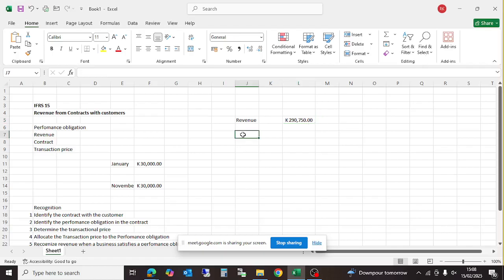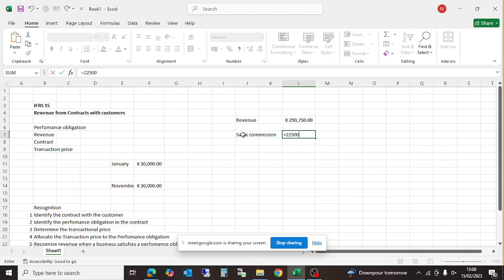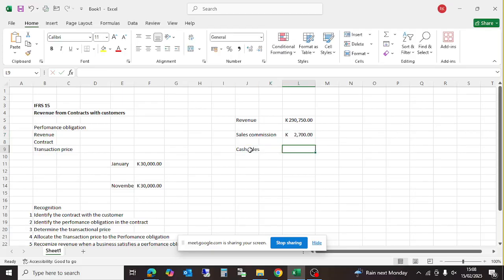Okay, so let us find our sales commission. We have 22,500 times 12%, which will be 2,700 as our sales commission. And then we have cash sales of 22,500. So how is this going to affect our statement or our financials?